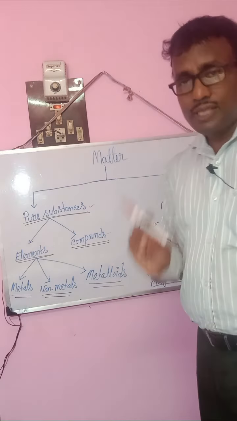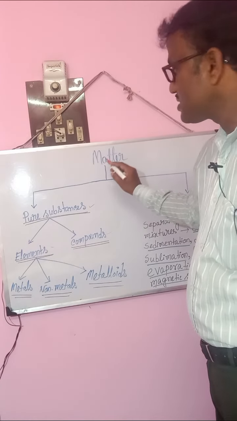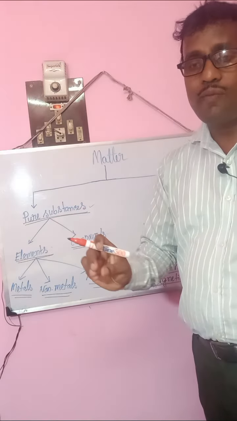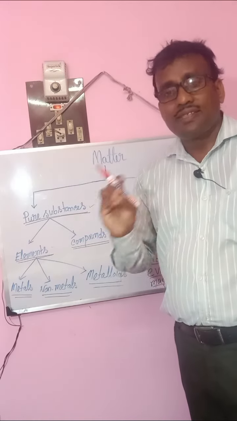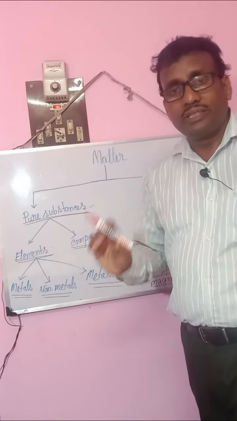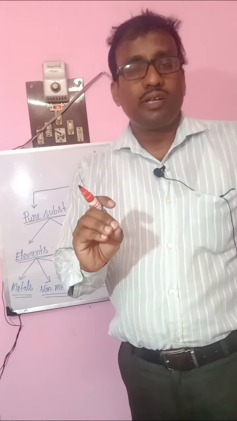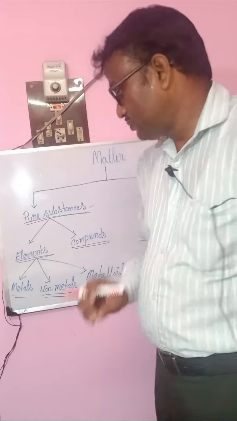Okay, let's see something discussed for this part. Matter has mass and occupies space. Pure substance is made of one type of atom or molecule. Element is a substance which is made of one type of atom. Compound is a pure substance formed from two or more elements combined in a fixed ratio.